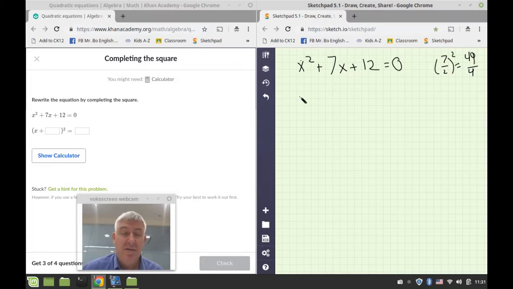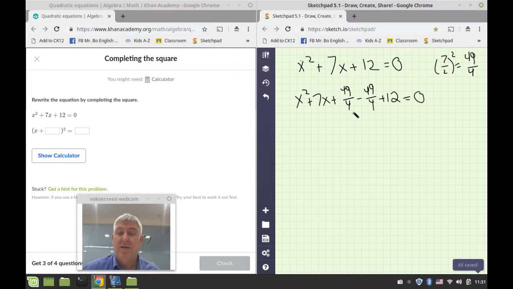So for our constant here, we need 49/4. And I'm going to add 49/4 and I'm going to subtract 49/4 again. Still have that plus 12. Okay. So we added this and then subtracted this, plus 49/4 minus 49/4 is altogether 0. So we added 0, we didn't change anything.